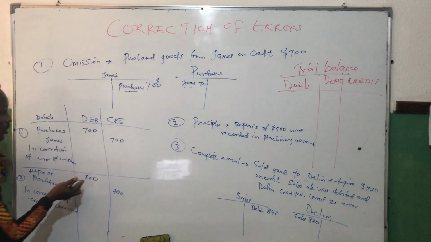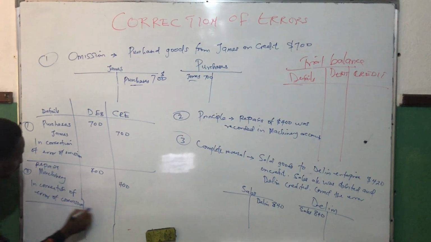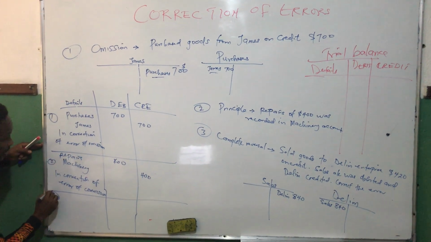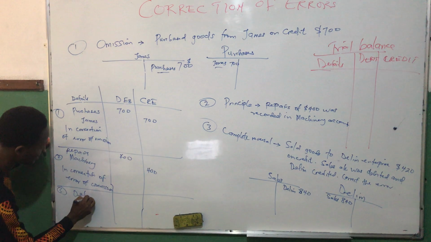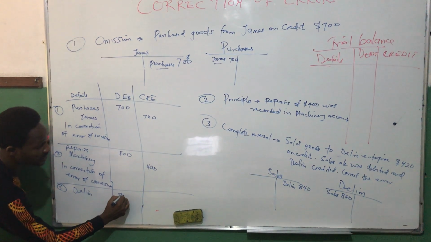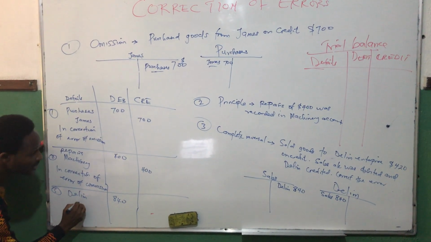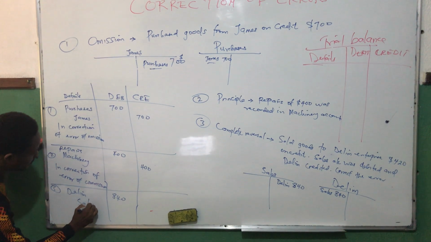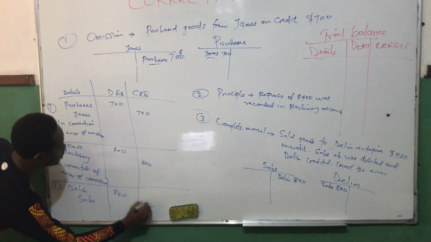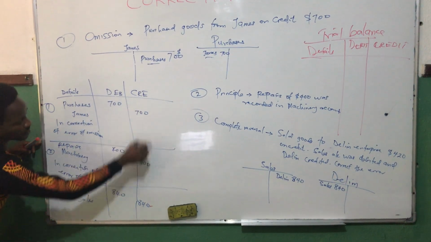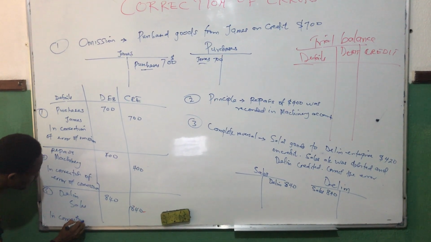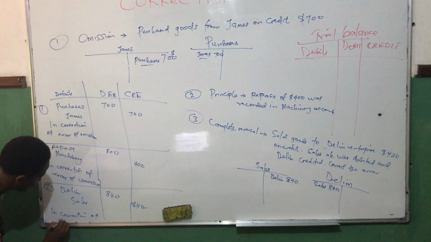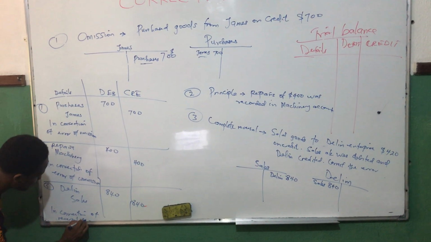So now, the journal to open to do that for number 3 is debit Denim Enterprise account by 840, then credit sales by 840. Don't forget, this is the debit side, this is the credit side. And what we did was a correction of a reversal error.